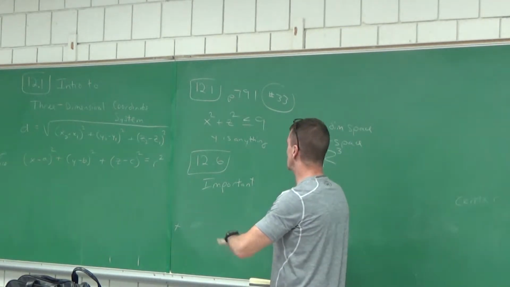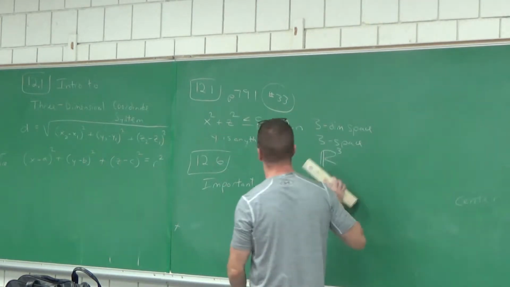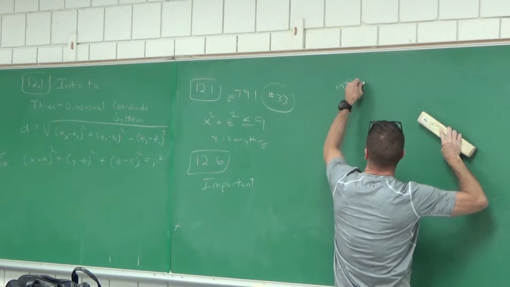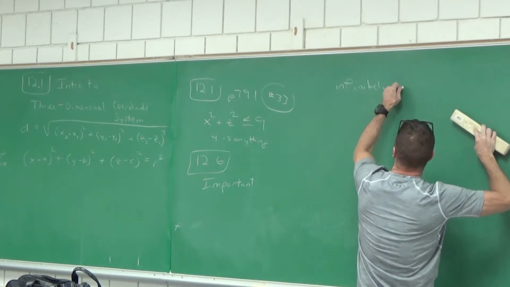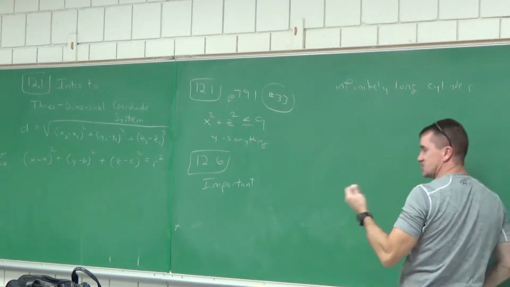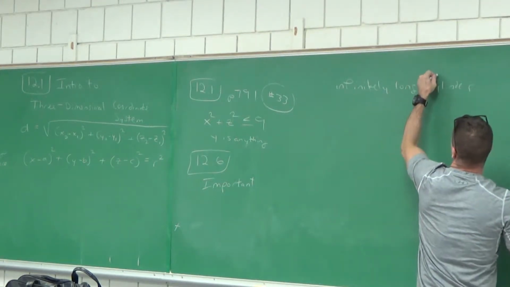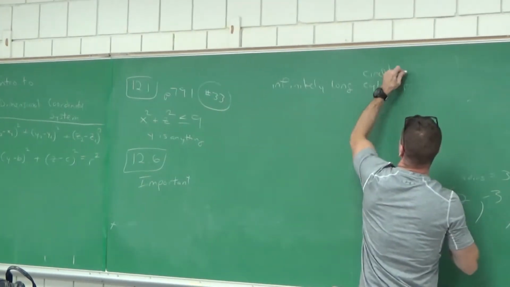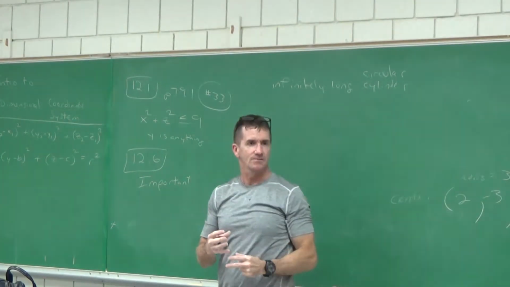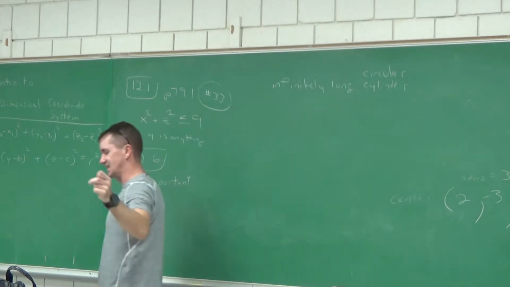Brilliant. Yeah, you couldn't have said that better. What's your name again? Brad. Brad, you nailed it. And when he calls it an infinitely long cylinder, he's talking about a circular cylinder. If you want to even put the word circular, so you didn't think it was some kind of elliptical cylinder.